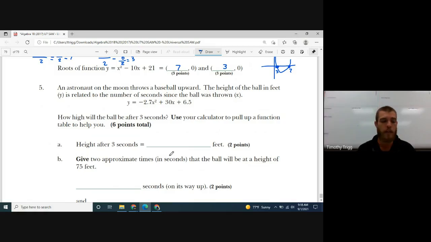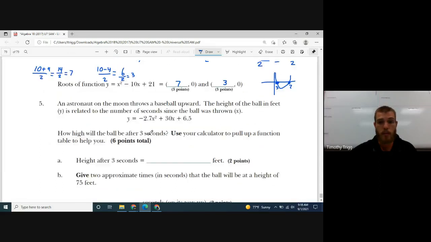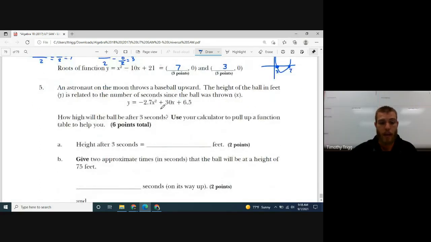But to figure out the height after 3 seconds, you want to replace the x value with 3. Because remember, it talks about the number of seconds since the ball was thrown. So the amount of time is x in this one. In our case, after 3 seconds, our x value is 3. So what you're going to do is replace the x value with 3. Okay.